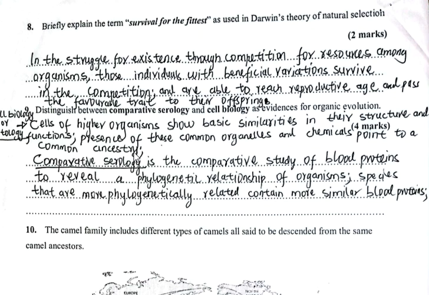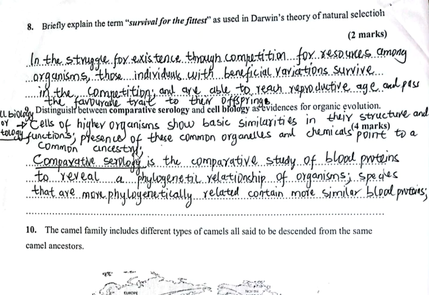Question 8. Briefly explain the term survival of the fittest as used in Darwin's theory of natural selection. In the struggle for existence through competition for resources among organisms, those individuals with beneficial variations survive in the competition and are able to reach reproductive age and pass the favorable traits to their offspring.